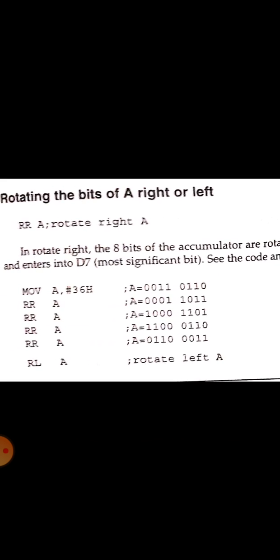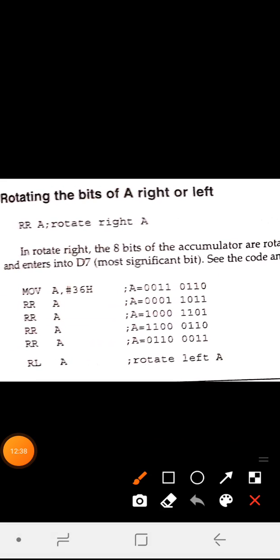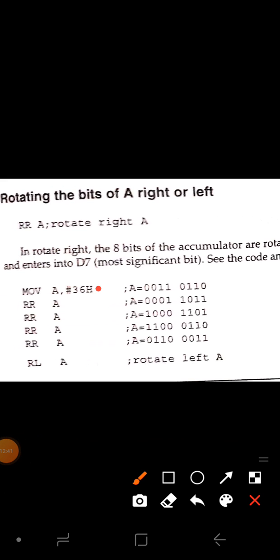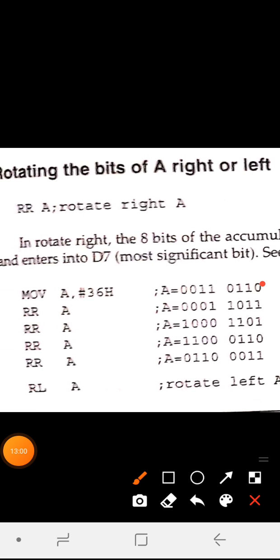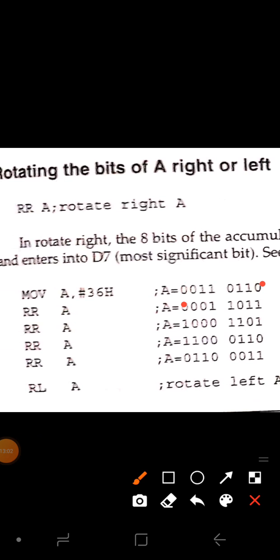You can see the example we have taken here. We have taken 36, and we are moving 36 to register A. Once we do the rotation, you can see the D0 bit, which was 0, has been put into D7. So when you are rotating right, the D0 bit exits and is put back into D7. Again we are saying rotate right, so again this will be executed. When you execute it, the D0 bit is 1 here, so that 1 will be put into D7.